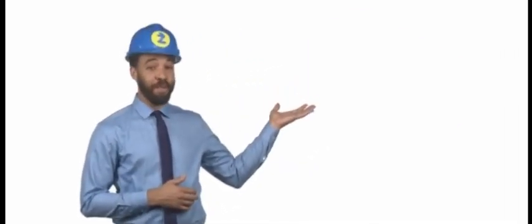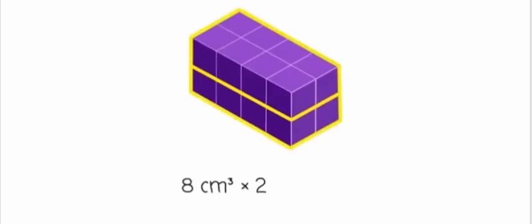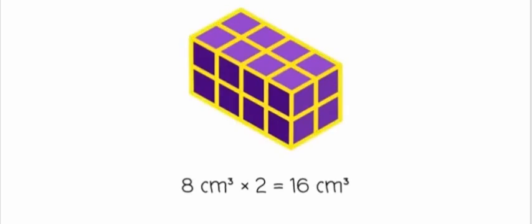Nice work drawing cubic units. Are you ready for a challenge? What's the volume of this shape? Each layer has 8 cubic centimeters, and there are 2 layers. 8 times 2 equals 16, so the volume is 16 cubic centimeters.